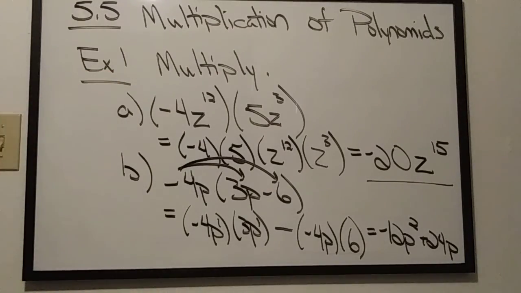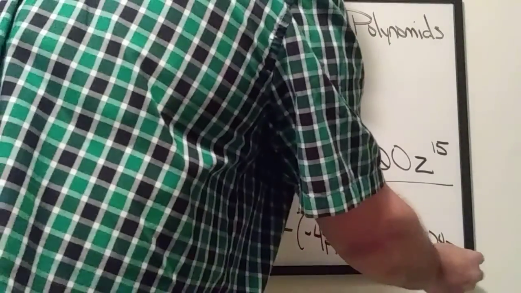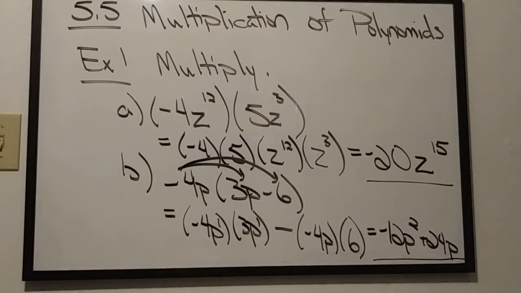As you look at these two pieces then, we cannot bring those two terms together because they are not like terms. One has a power of 2, the other one has a power of 1. So this is all we can do on this particular problem. We have negative 12p squared plus 24p as our final answer. So now that we have that then, we're ready to check out part C.